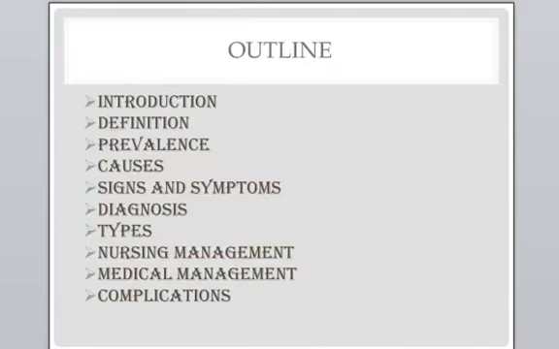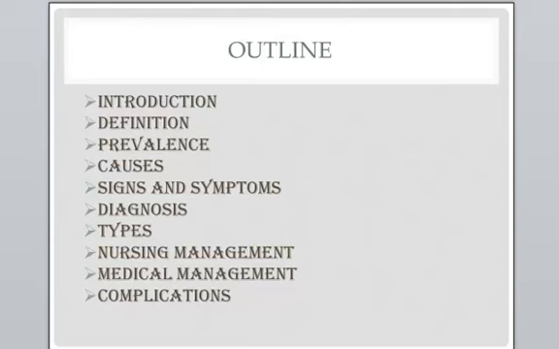So, what is the outline for the course? The things you're expected to know: we are going to talk about the introduction, the definition of placenta previa, the prevalence, what the causes are, or let me say, what the things are that can predispose the patient to placenta previa, and the signs and symptoms, the visible signs that you are going to see, and it will actually make you recognize that, oh, this patient is having placenta previa.